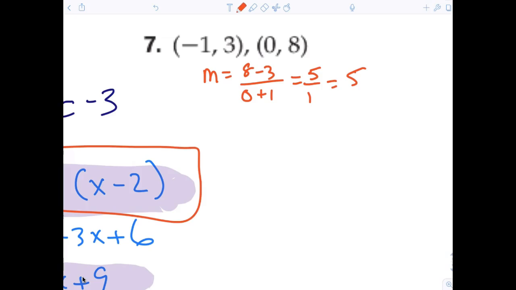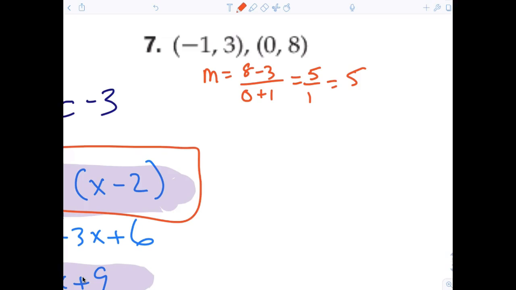3 minus 8 over negative 1 minus 0. Still comes up the same. All right? Good for you, man. So is 5 your answer? 5 is the slope. Okay, then you have to write the equation. Very good. Why don't you go ahead and tell me what the equation is?